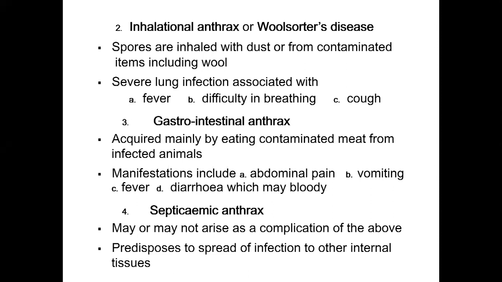We say the organism is capsulated and it's able to invade tissues and invade into the blood circulatory system. So it causes septicemia. But what is significant, whether it is detected at that level, or it starts from the skin one, or inhalational one, or gastrointestinal one, it predisposes to spread of infection to other internal tissues. So other tissues like meninges and other parts can also become infected, and one can have anthrax related to those other parts.